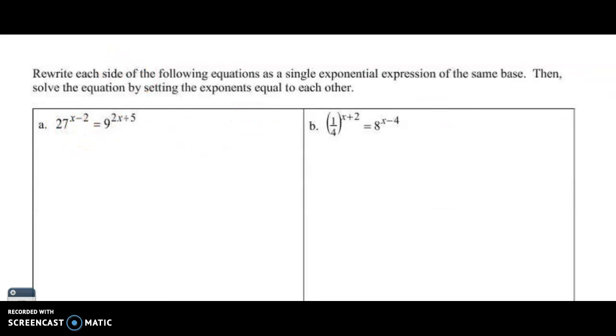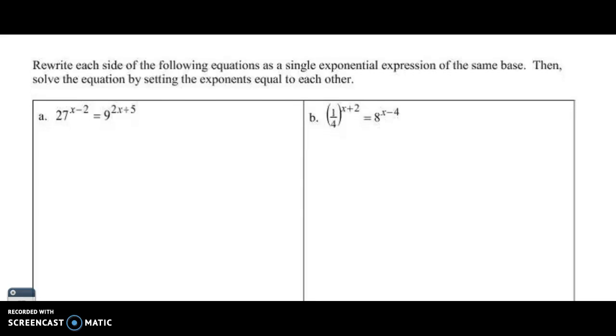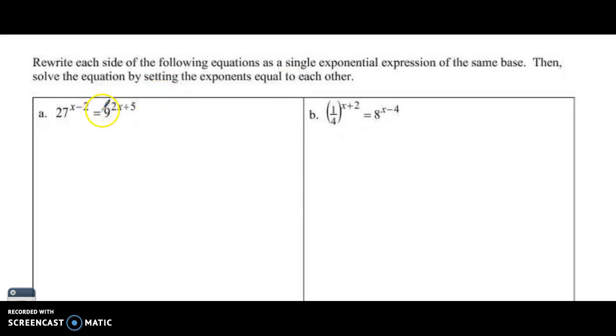Anyway, so more practice. So again, the difference here is we are solving. And the whole premise is that you want to get the same base. So you have to think about, is there a base that is shared between 27 and 9? And if you think about it, you'll realize that 3 is the base that we're talking about. And the whole premise of this is that if the bases are the same, then the exponents must be the same. So 3 cubed is 27. That x minus 2 is still there. 3 squared is 9, and that 2x plus 5 is still there.